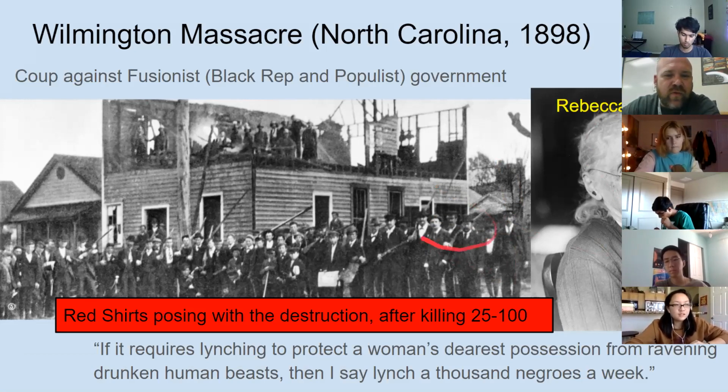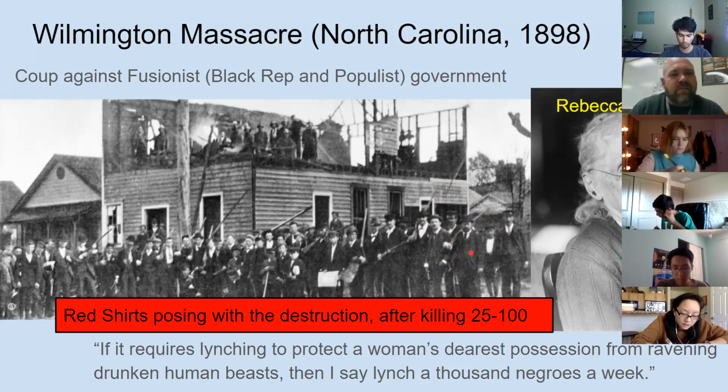It provokes the group called the Red Shirts, which is a KKK style group local to the Carolinas. And they attack the black newspaper. They burn it to the ground, and that's what the picture is. They're standing proudly in front of the burned out black newspaper. And then they start burning a bunch of other black buildings down. They kill about 100 black people. And then they take all of the other black people and put them on a train and force them to leave the town and say, if you ever come back to the town, we will kill you.